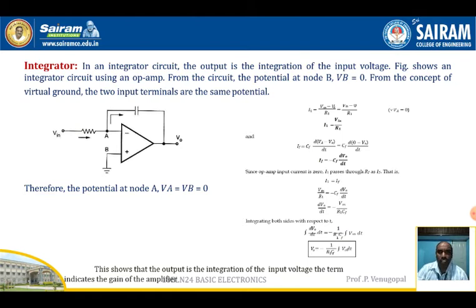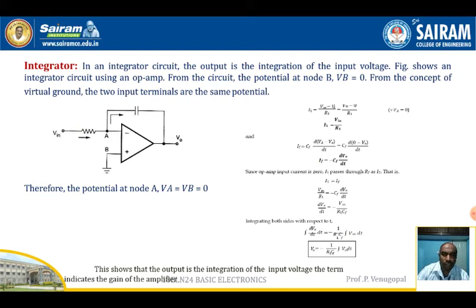From the circuit, the potential at node B, VB, is equal to 0. Then use the virtual ground concept: since the two input terminals are at the same potential, VB equal to 0 means VA is also equal to 0. Then find the current flowing through the resistor by applying KVL. You will get I1 equal to (Vin minus VA) by R1, that is, I1 equal to Vin by R1. Next, what is the current flowing through the capacitor?